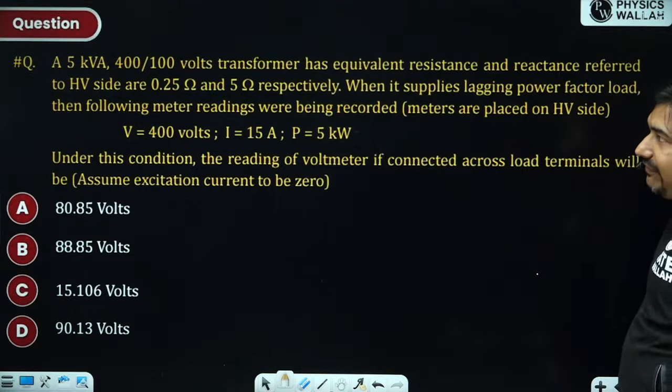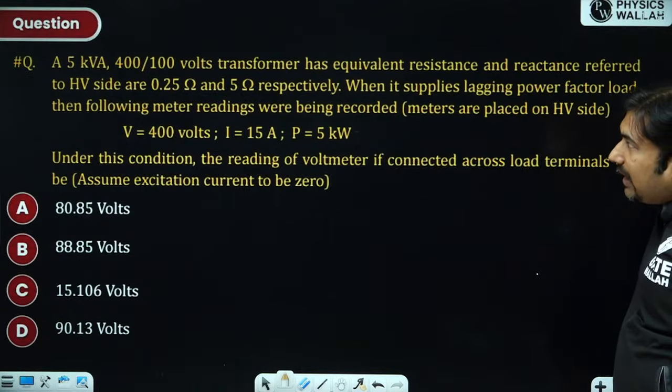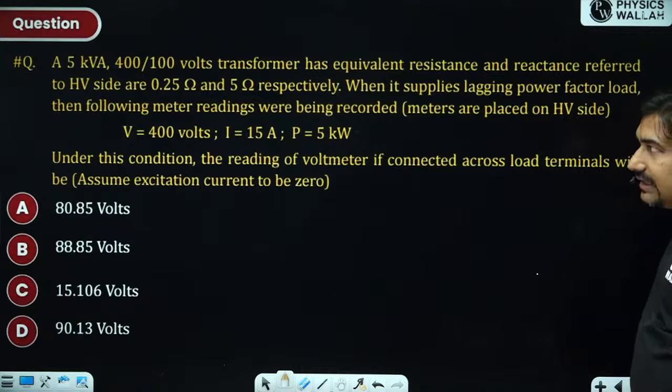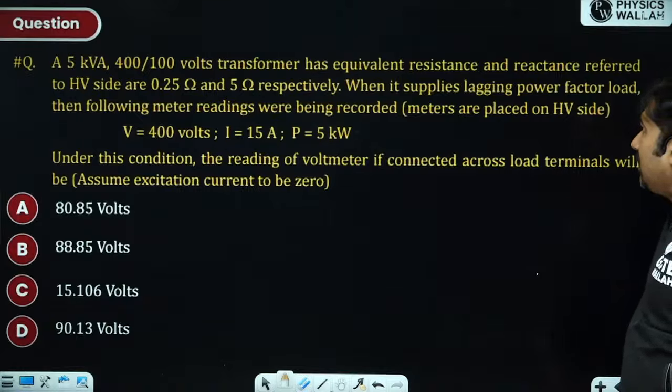A 5 kVA, 400 by 100 volt transformer has equivalent resistance and reactance referred to the HV side of 0.25 ohm and 5 ohm respectively. If it supplies a lagging power factor load, the following wattmeter readings were recorded. Meters were placed on the HV side.